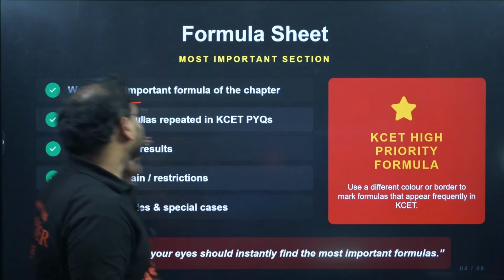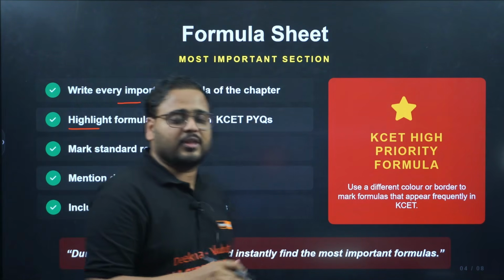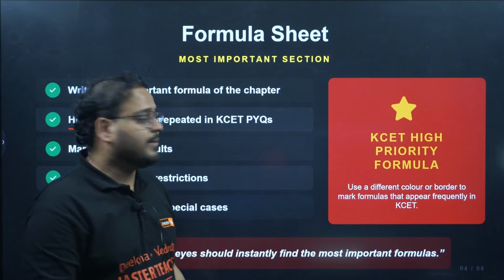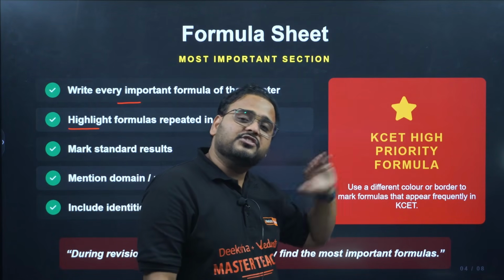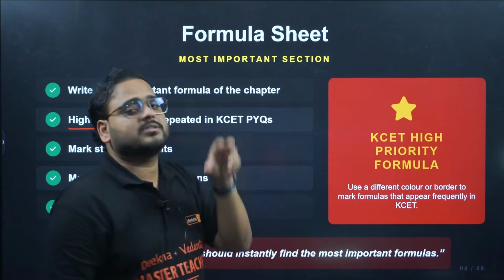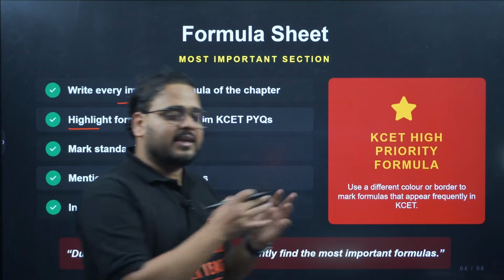Next, the highlight. There should be a clear highlight of which are the important ones for KCET and which are important for the boards. So you have to use a different color pattern or border to differentiate the most important ones, the most repeated ones, the most application-based ones from the exam point of view.